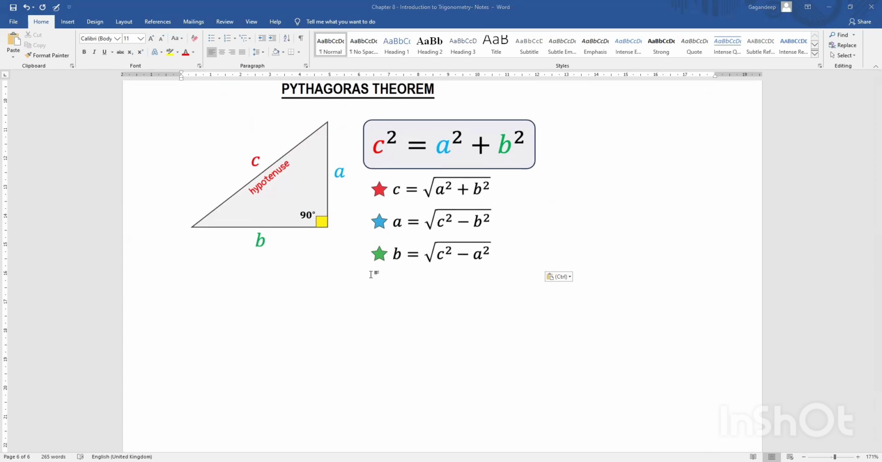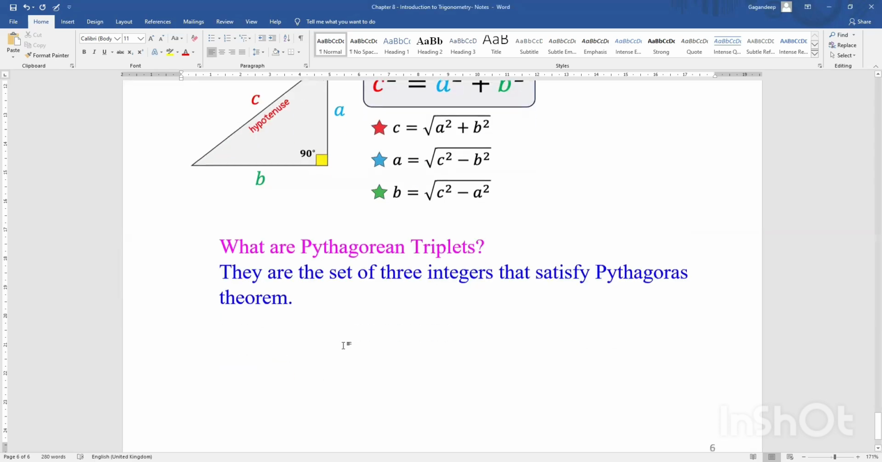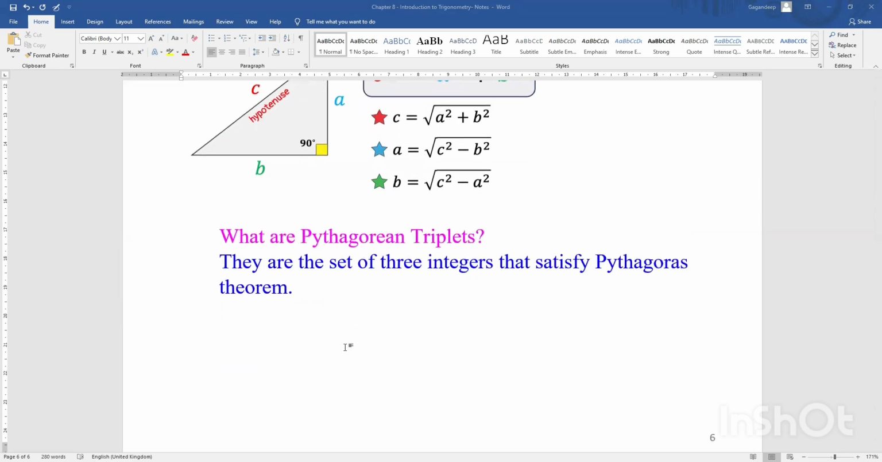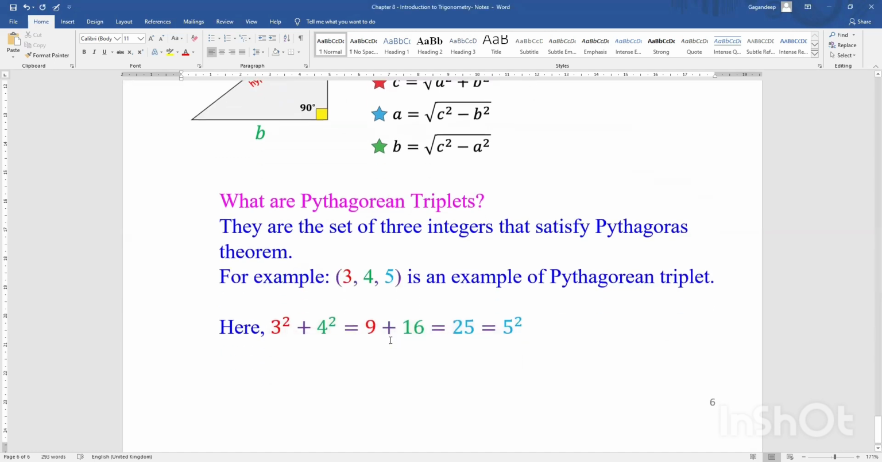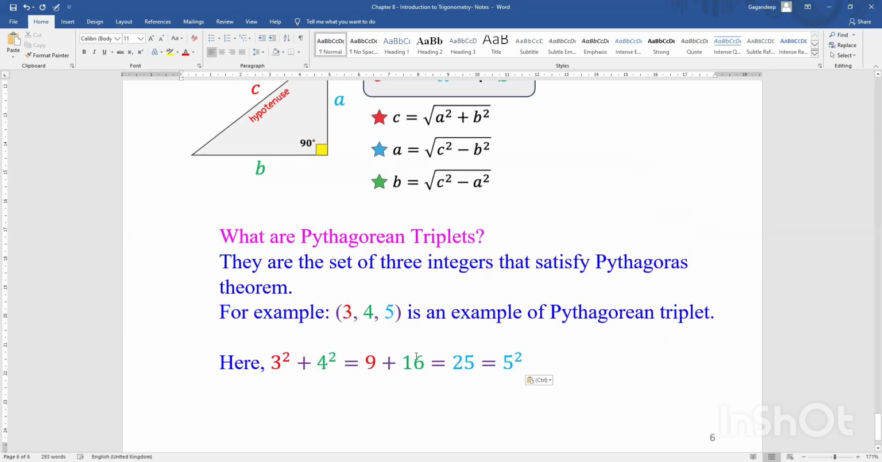So now, what is this actually? Here we come across what are called Pythagorean triplets. Okay, what you are seeing here, c square equals a square plus b square, is also related to Pythagorean triplets. So what are Pythagorean triplets? They are sets of three integers that satisfy the Pythagoras theorem. Let me take one example for this. See, for example, we have 3, 4, 5. It's an example of a Pythagorean triplet.